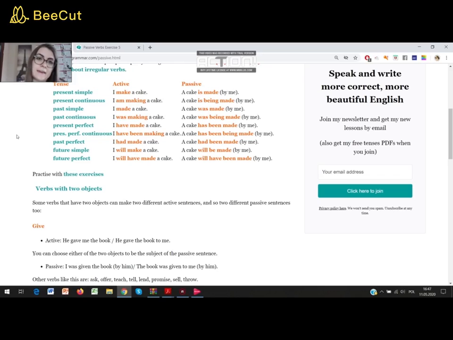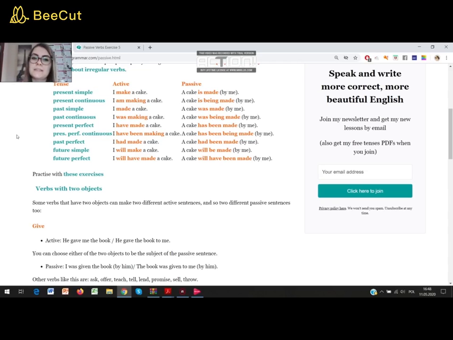I make a cake, a cake is made. I am making a cake, a cake is being made. I made a cake, a cake was made. I was making a cake, a cake was being made. I have made a cake, a cake has been made. I have been making a cake, a cake has been being made.